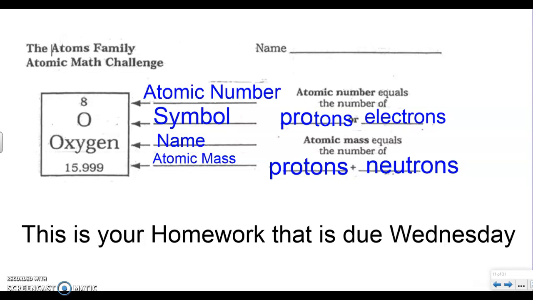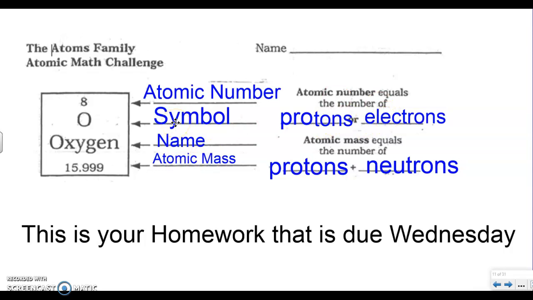Let's take a look at our work here. You've got a scavenger hunt, which is pretty self-explanatory, but let me go through the atoms family math challenge. So why don't we fill in some of the things that we need to know, like 8 represents the atomic number, which is the number of protons or electrons.